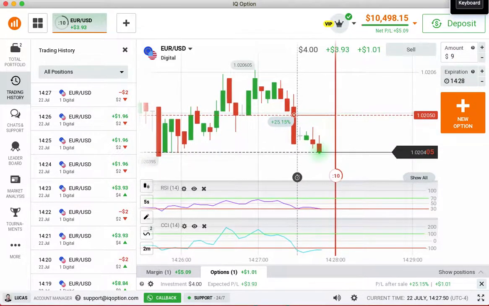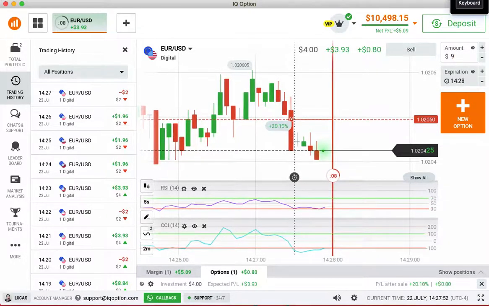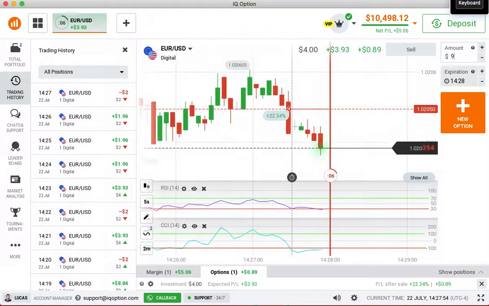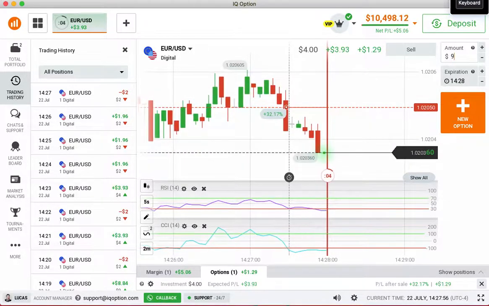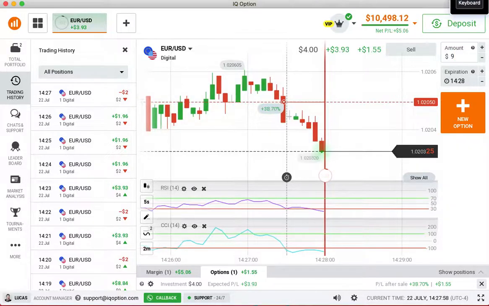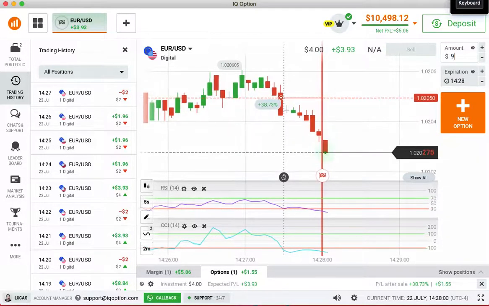This is infinite trading method part 16. Right, and GG.